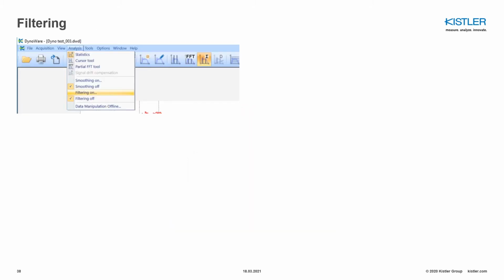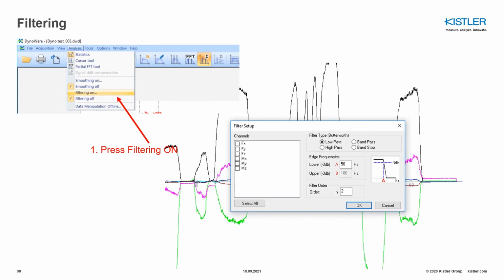If you would like to use additional filtering, you need to go to the analysis and filtering on, in this case. And then what you need to do is choose the channels to make the filters, the type of the filters, the frequencies, and the order. So you choose the filter settings in the menu.